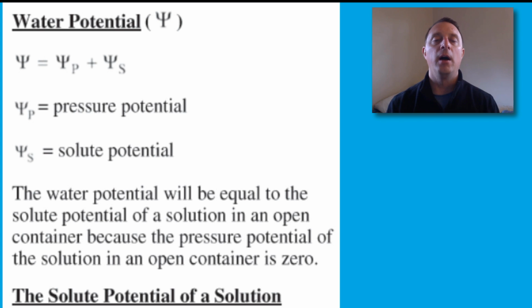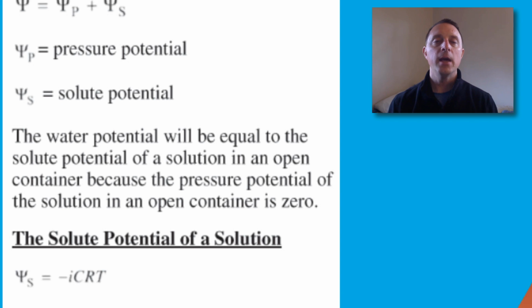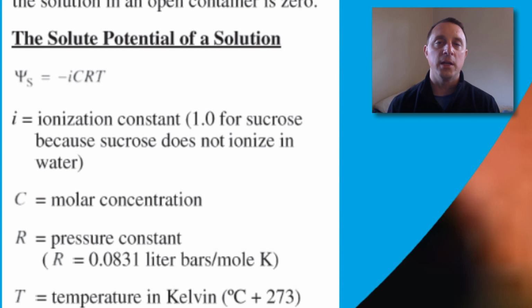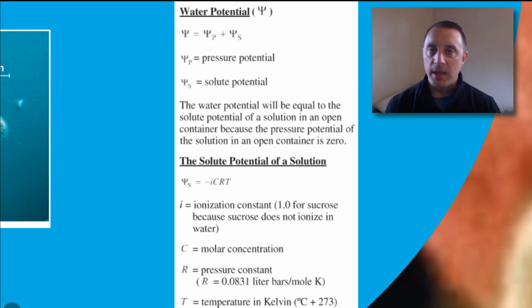is the sum of the pressure potential and the solute potential. And we can calculate solute potential by using the second formula here. Psi s is equal to negative iCRT, and all of those variables are given to you here. So we may see these formulas on the test, but just be familiar with them. Shouldn't be that hard to use.